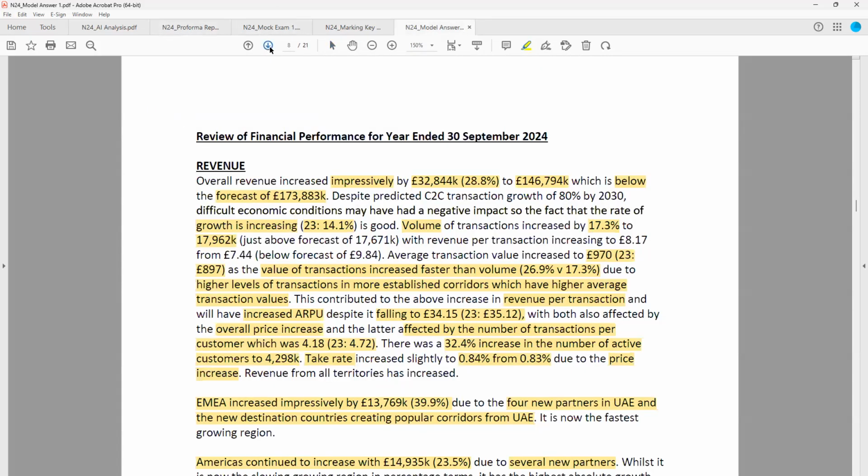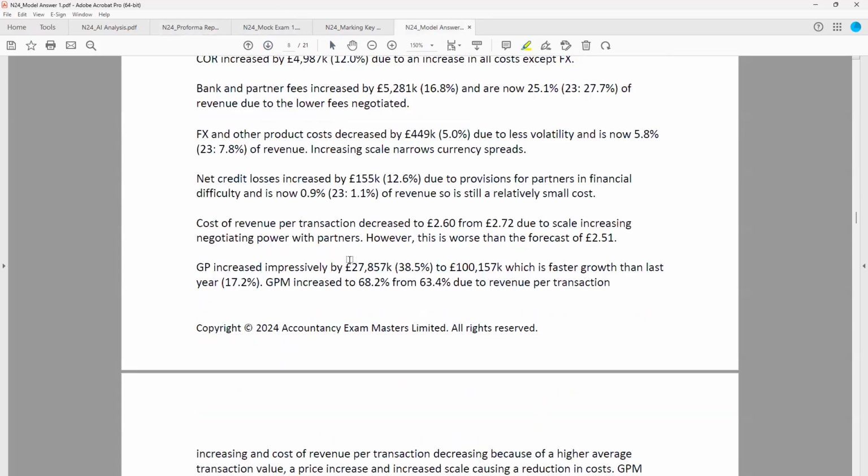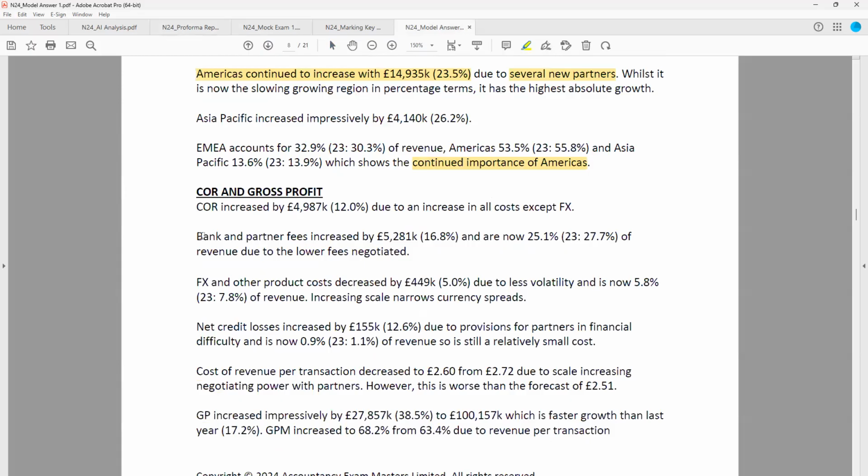So in quite a similar way to revenue, we're just going through each of the costs one by one. So bank and partner fees increase with the number, and then say what it is as a percentage of revenue. And then we can give a reason as well. So we've kind of got a number, a bit of further analysis, and then also the reason. So quite similar to revenue, number and reason being the key bit here.